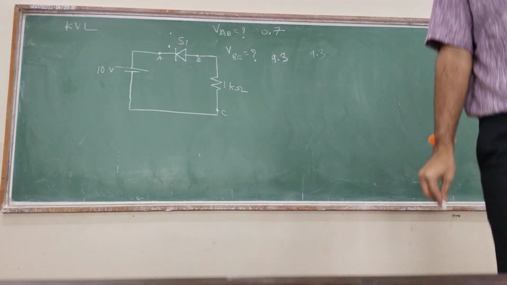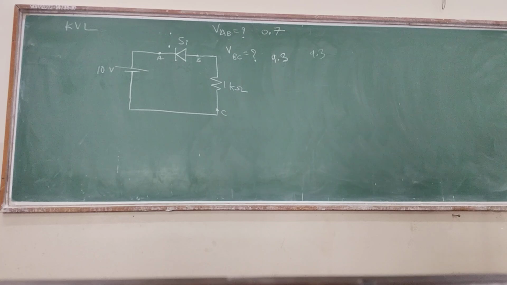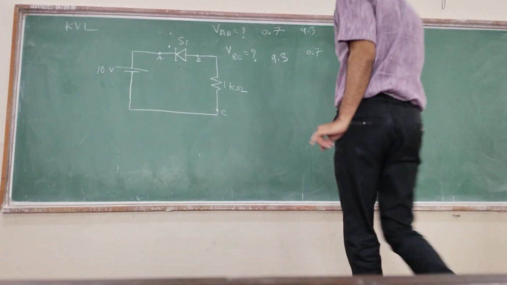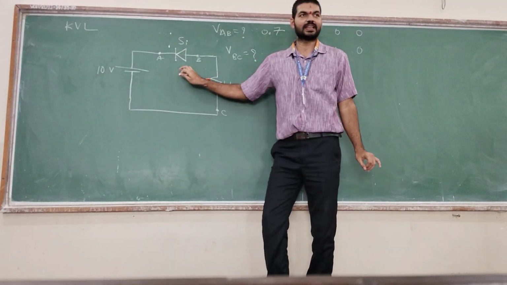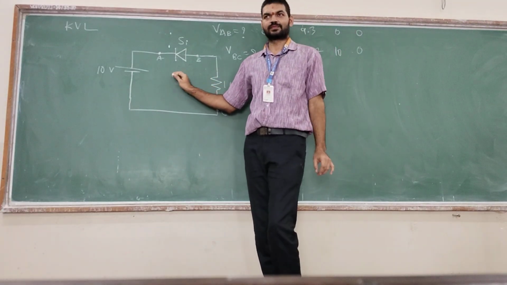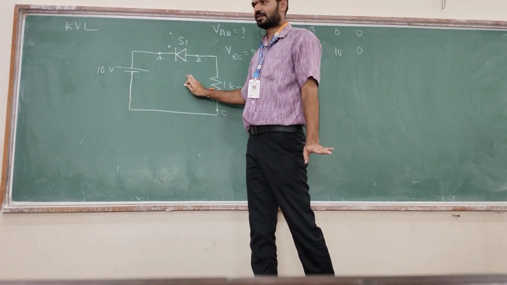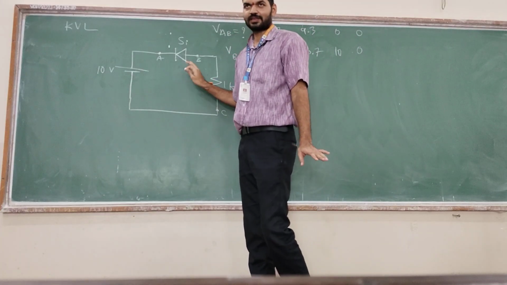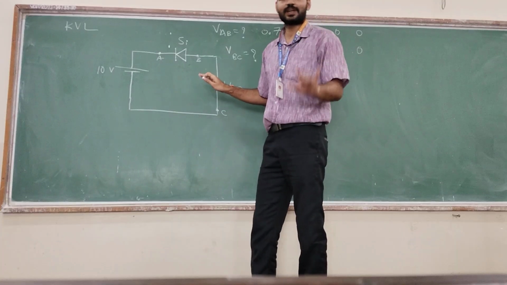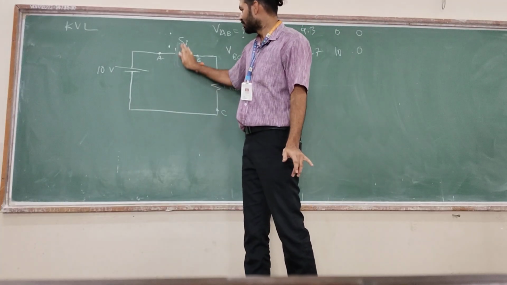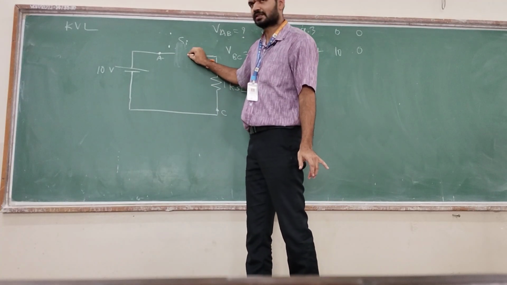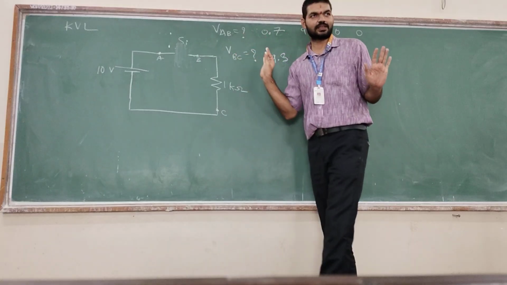Same question. What is VAB and what is VBC? So think about this diode, whether it is on or off. Pakka it is off because it is reverse bias. I hope you know what is forward bias, reverse bias. So it is off. So when it is off, it acts like an open circuit.